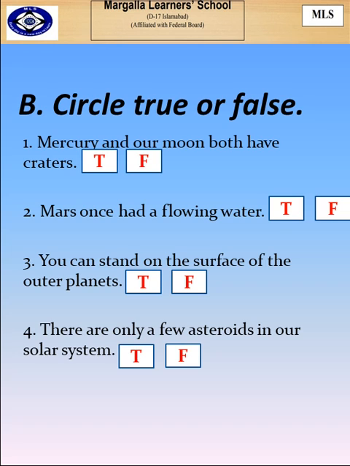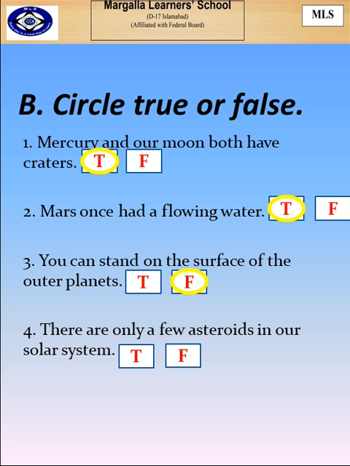I have solved this question for you as well. Let us match our answers. Mercury and our moon both have craters. This is true. Mars once had a flowing water. This is true. You can stand on the surface of the other planets. This is false because other planets does not have force of gravity, but we on Earth have force of gravity.